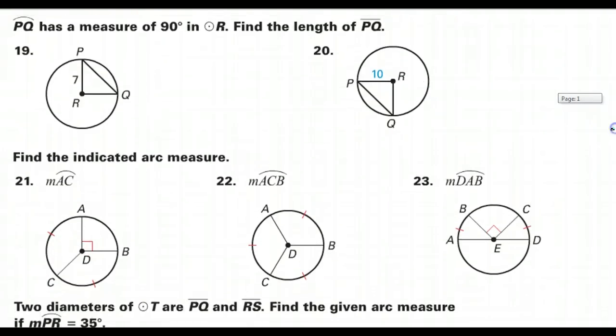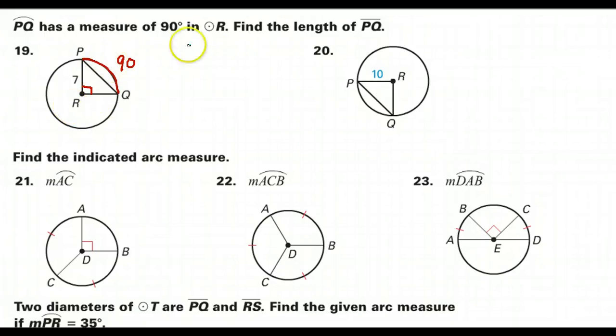All right, moving on, let's take a look at number 19. Arc PQ has a measure of 90 degrees. Okay, so we're talking about arc PQ, that's like this, and we're told that that is 90 degrees. Before I even look at what they're asking me, please understand that remember, the arc measure and the angle measure go together. So that means this angle is a 90-degree angle.